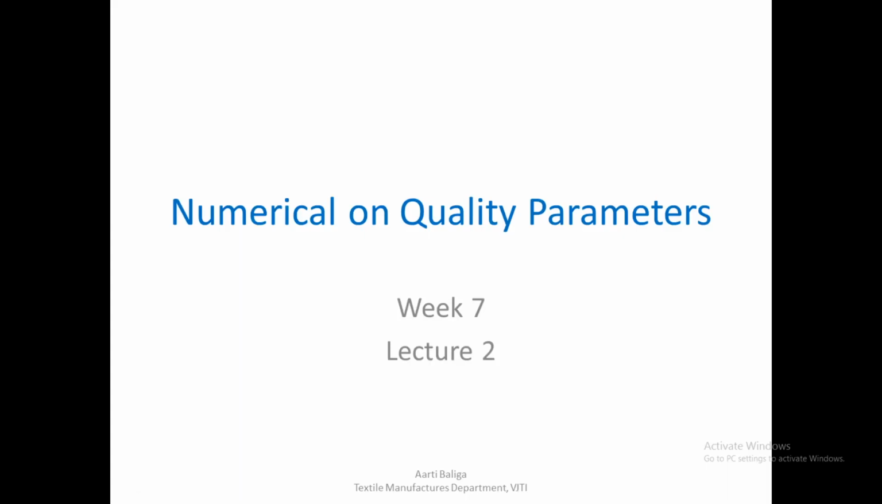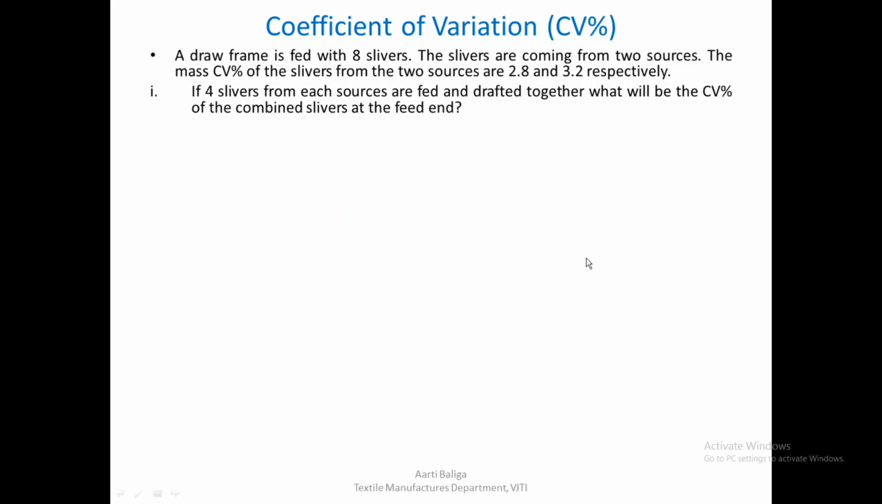Hello, today we shall see some numericals on quality parameters like CV, the coefficient of variation, which is nothing but CV percentage. So, we have a problem here. A draw frame is fed with 8 slivers. The slivers are coming from two different sources.